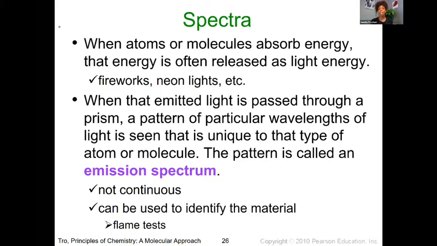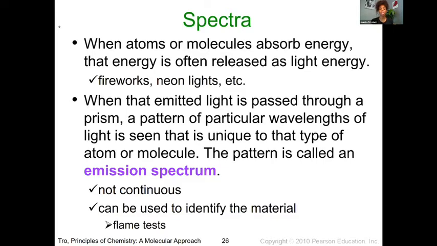Now, when that emitted light is passed through a prism, a pattern of particular wavelengths of light is seen that is unique to that type of atom or molecule. This pattern is what we know as the emission spectrum. It's important to note that, unlike the white light spectrum where you see that continuous rainbow, the Roy G. Biv spectrum, the emission spectrum is not continuous. There are discrete breaks in between the colors, and subsequently the wavelengths associated with the energy being given off. We can use this pattern, this fingerprint almost, to identify materials.